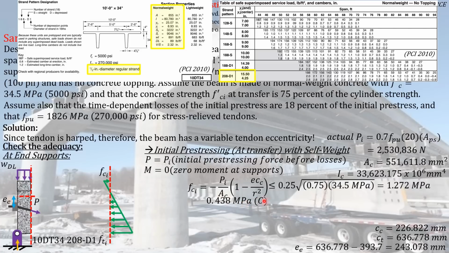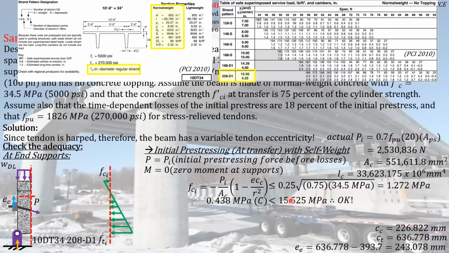So instead of comparing it to the maximum tensile stress specified by the code, we have to compare it to the maximum compressive stress specified by the code that can be experienced by the concrete at transfer stage. So therefore, since it is less than the allowable, it is okay.